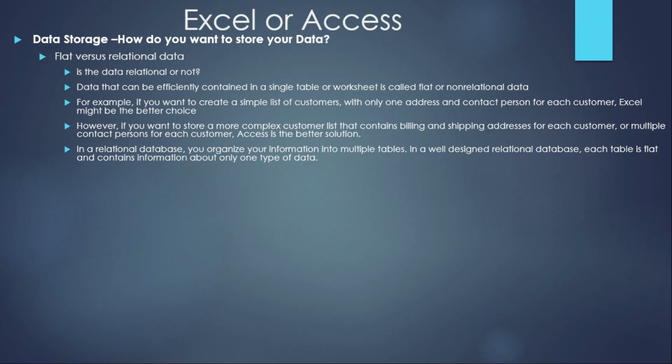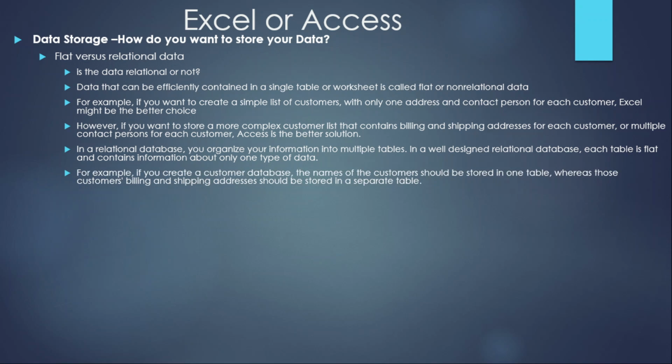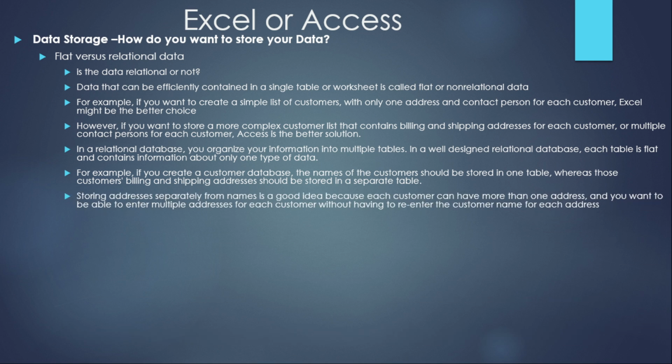So in a relational database, like I've been explaining, you can organize your information in multiple tables. In a well-designed relational database, each table is flat and contains information about only one data type. For example, if you create a customer database, the names of the customers should be stored in one table, whereas those customer billing addresses will be stored in a separate table.